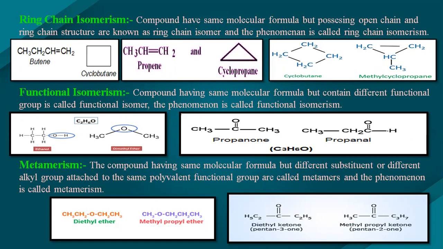Similarly, diethyl ketone and methyl propyl ketone. In this ketone group, the ketone group is bonded to an ethyl group on both sides. But in the other, there is a methyl group on the left side and a propyl group on the right side. So diethyl ketone and methyl propyl ketone are metamers of each other.